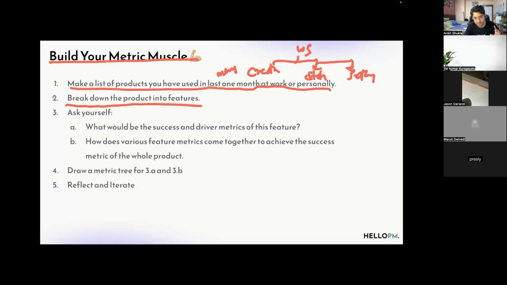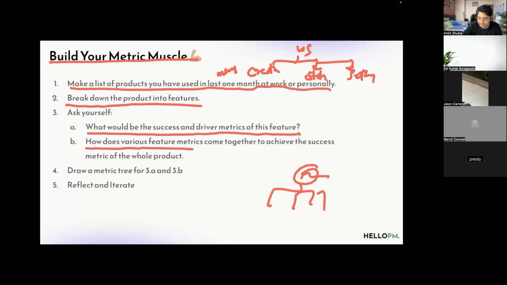Now, for every feature, you have to ask yourself, what would be the success and driver metrics for this feature? Success metric is the top metric, which is the main metric. Driver metrics are metrics which are at the lower level. Then you have to ask yourself, how do the metrics for these various features come together to achieve the success metric for the whole product? The product would also have a metric, which is, let's say, revenue, growth, or retention. So how can you collect all of these things together so that they work towards a common goal? That will improve your strategic mindset and show why different features exist in a product.